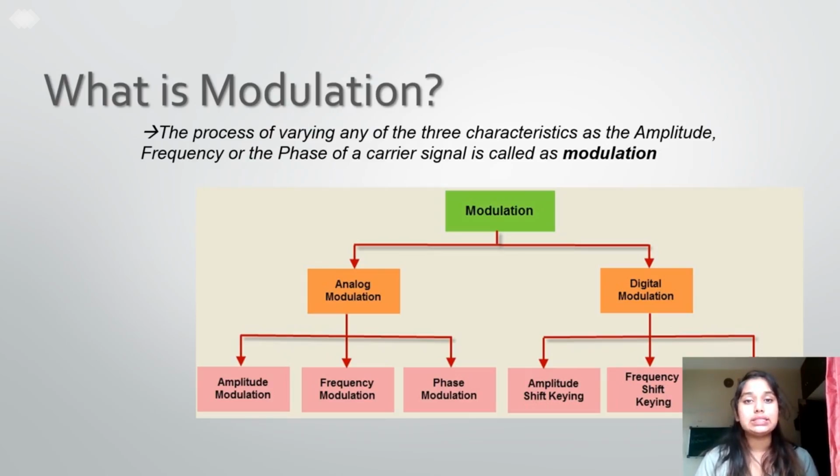Modulation is subdivided into two parts: analog modulation and digital modulation. Analog modulation is subdivided into three parts: amplitude modulation, frequency modulation, and phase modulation. And digital modulation is divided into three parts: shift keying modulation, amplitude shift keying, frequency shift keying, and phase shift keying modulation.